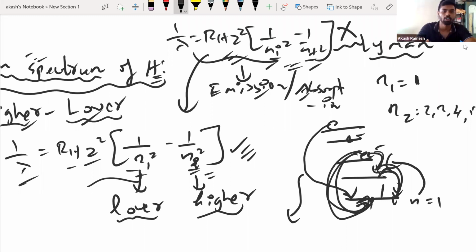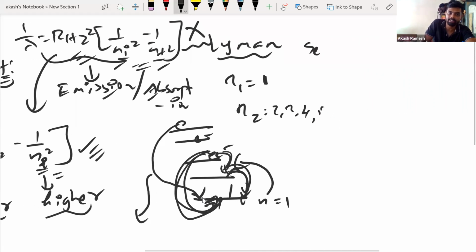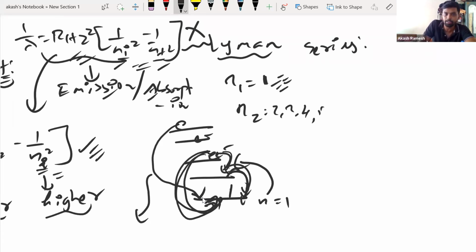So all you have to understand is this formula now: 1 by lambda is equal to RH Z squared into 1 by N1 squared minus 1 by N2 squared. N1 is the lower orbit, N2 is the higher orbit. Now going to the Lyman series. What I'm trying to say is that he made sure that N1, the final place the electron is coming to, is the first orbit.